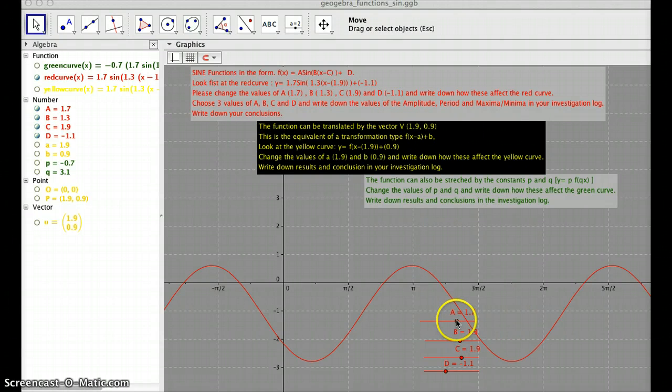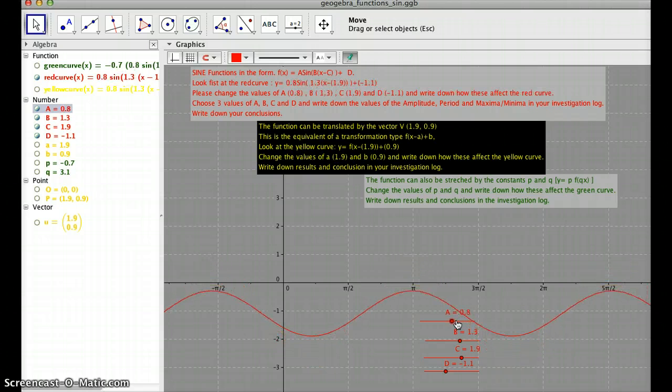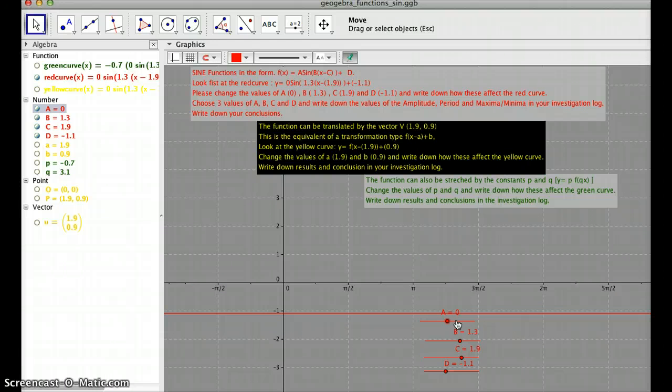So for example, I can give this value of a, I can give a bigger value of a, I can give a smaller value of a, I can even give a zero value of a, or a negative value of a. Okay. I suggest that you set a as 1 and then you investigate the others.